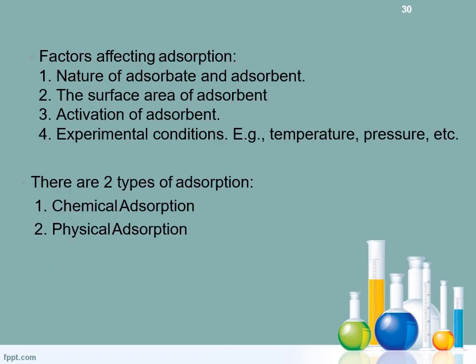There are a few factors that will affect adsorption. First one is the nature of the adsorbate and adsorbent. Second, the surface area of the adsorbent. Third, activation of the adsorbent. And the last one is experimental conditions such as temperature, pressure, and also the ratio of the adsorbate and adsorbent. There are two types of adsorption. First one is chemical adsorption and the second one is physical adsorption.